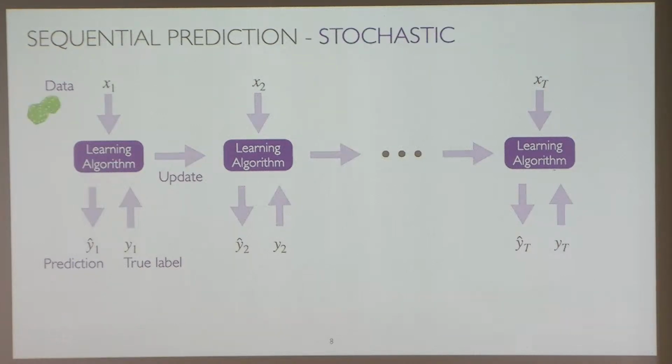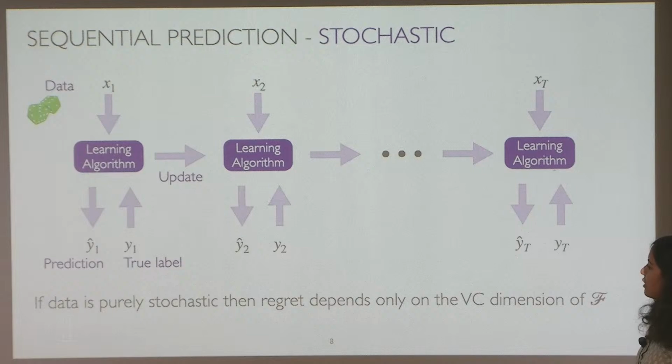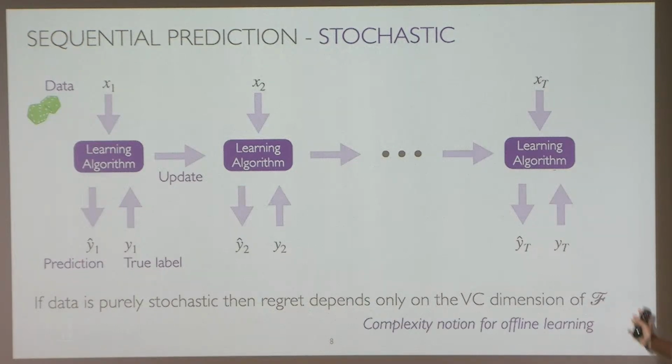So now you can imagine a model on how this data is generated. The one that I showed you on the left, the really nice benign world, is that the data is just, at each iteration, drawn from some IID distribution. And if the data is purely stochastic, then this regret depends on this quantity known as VC dimension of the function class. And this you can think of as the complexity notion for offline learning. So even if you got this data offline, you would have to pay this VC dimension-like guarantees.